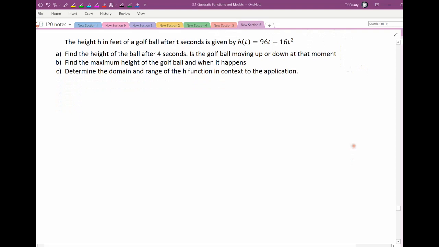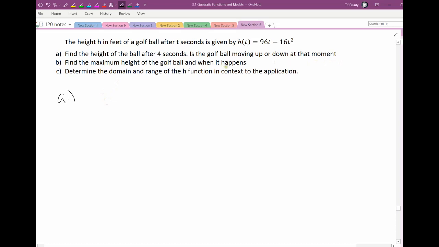We just already had it filled out for you. So there's the height of the golf ball, t seconds after it was hit. H represents the feet it is above the earth. So the first question is, find the height of the ball after 4 seconds. Is the ball moving upward or downward at that moment?